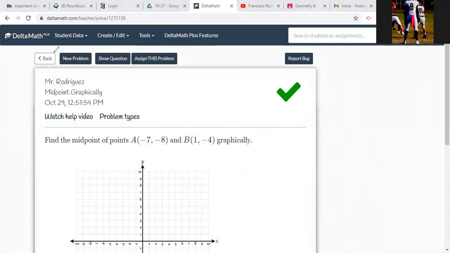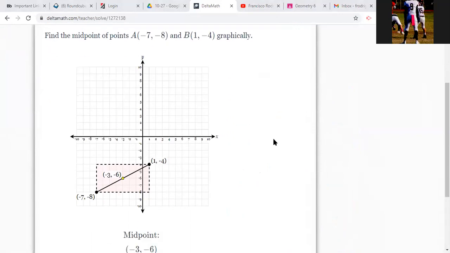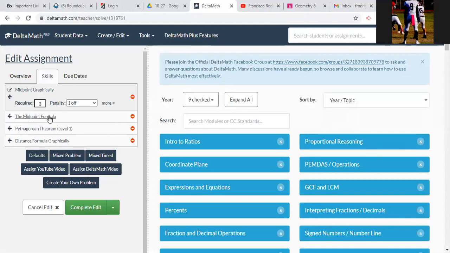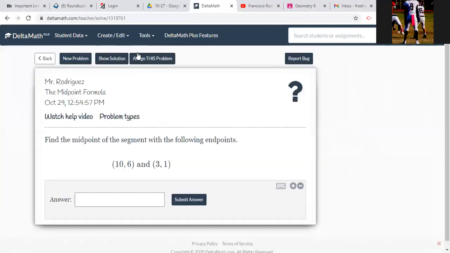So that's an example of that first one right there. -3 and -6 is our midpoint. So the second one, pretty straightforward. You don't have to do anything. You just have to solve what the midpoint is.